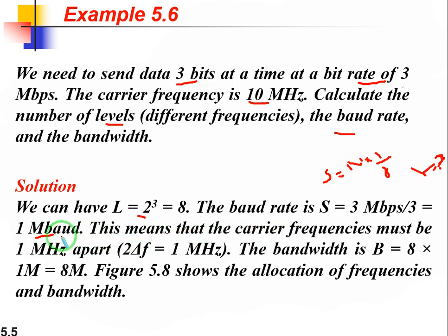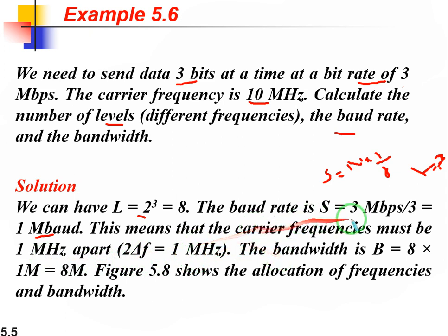We can conclude that when our baud rate is 1 megabaud, then our carrier frequency needs to be 1 megahertz. If we say 10 megahertz, then 10 megahertz frequency means you are using all the carrier at one point. So due to this we can say that our carrier frequency must be 1 megahertz. Okay, so in the formula we use 2 delta f, so it needs to be 1 megahertz.